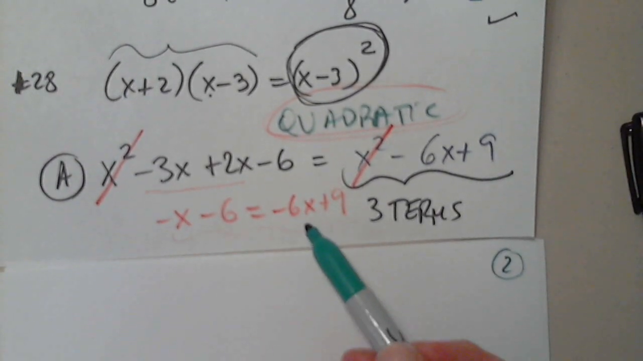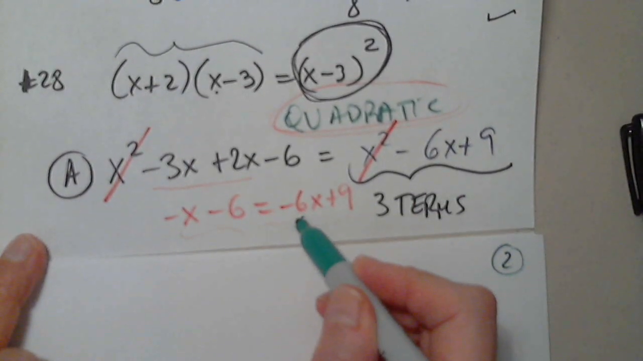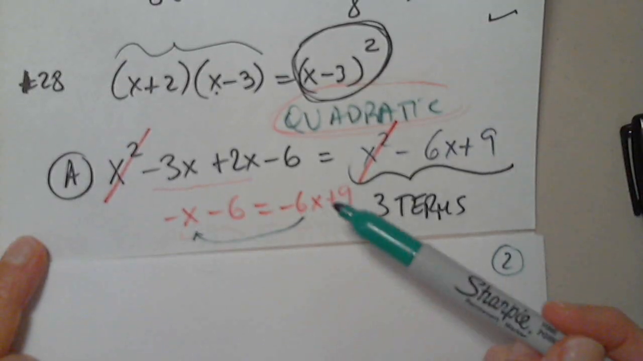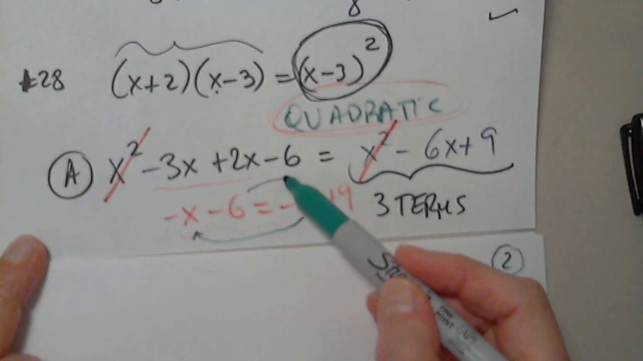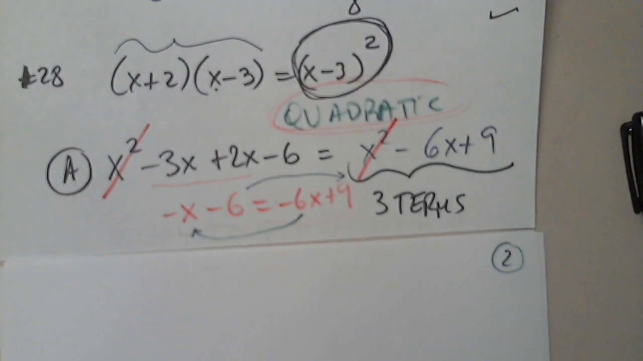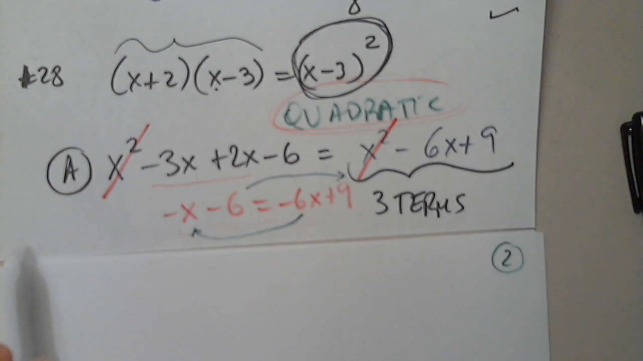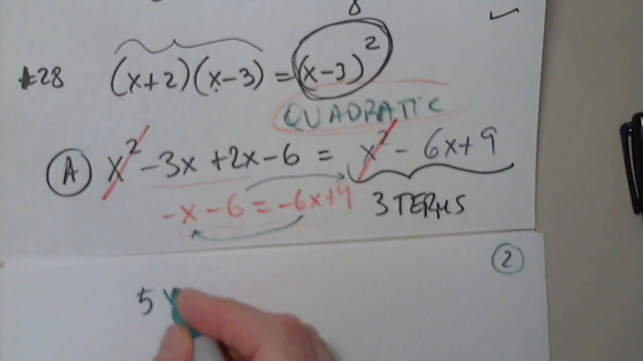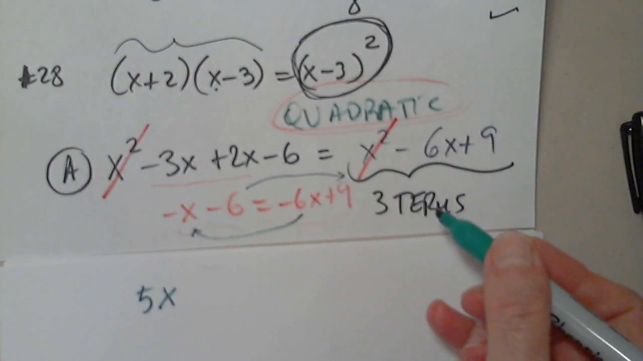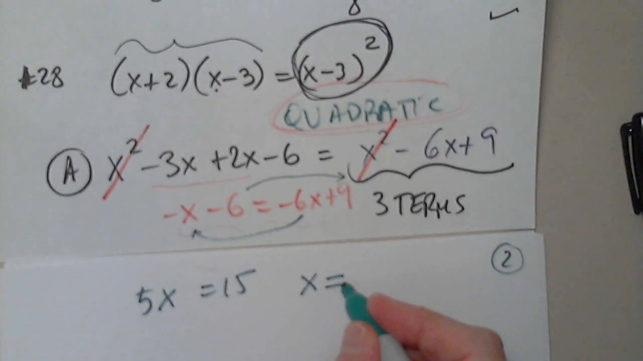So how do I solve this? Remember, what I would like you to remember is when I move a term from one side to the other, it changes its sign. When I move a term from one side to the other, it changes its sign. So the negative 6x becomes positive 6x. The negative 6 becomes positive 6. Finally, x equals.